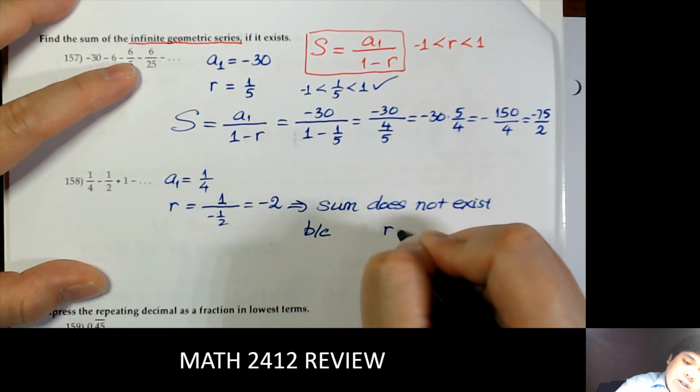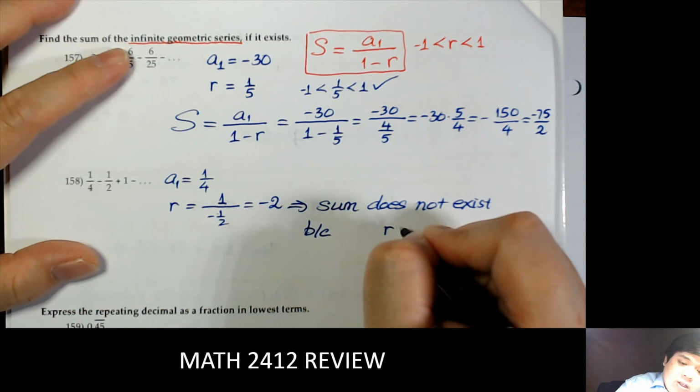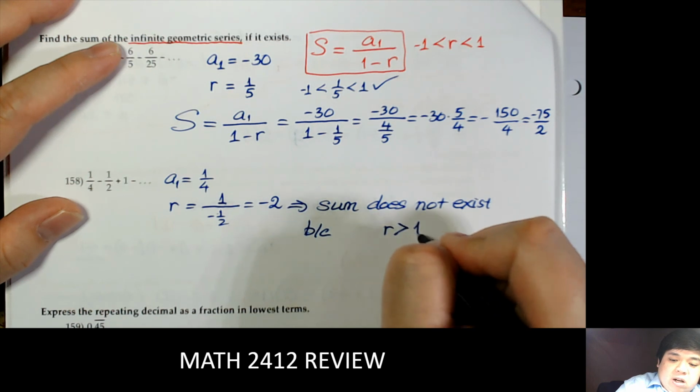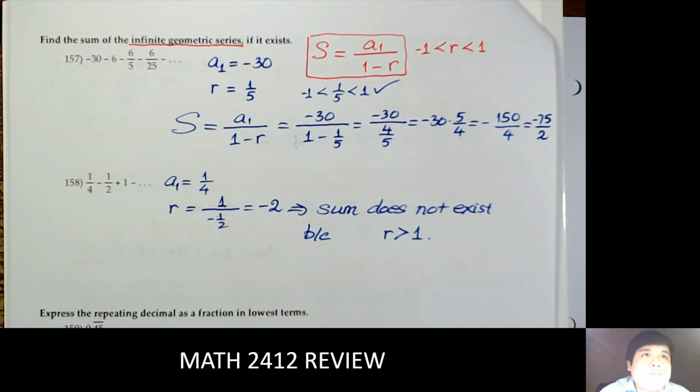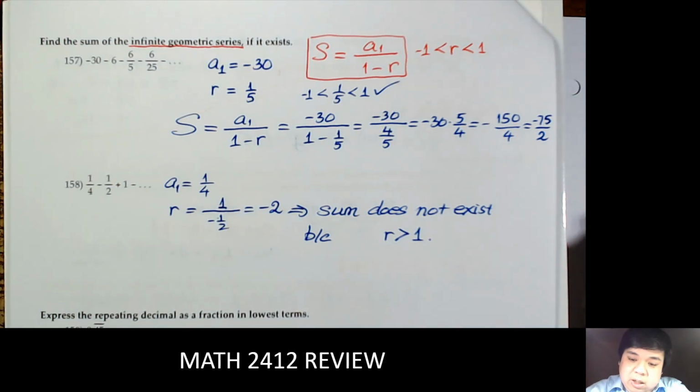Because r is not between -1 and 1, we just say because r is bigger than 1. It has to be between -1 and 1 to use that formula. Otherwise, the sum does not exist.